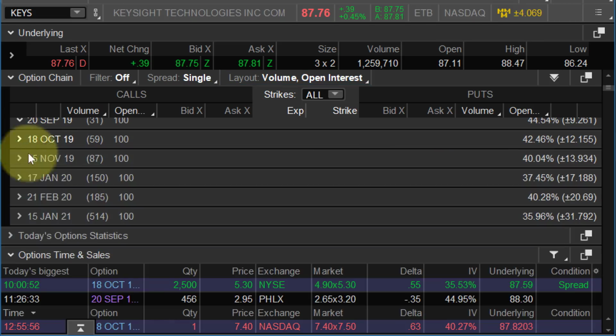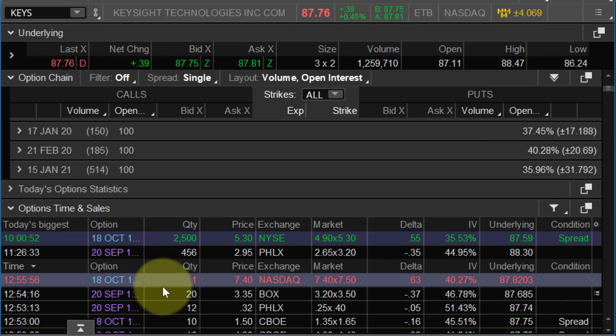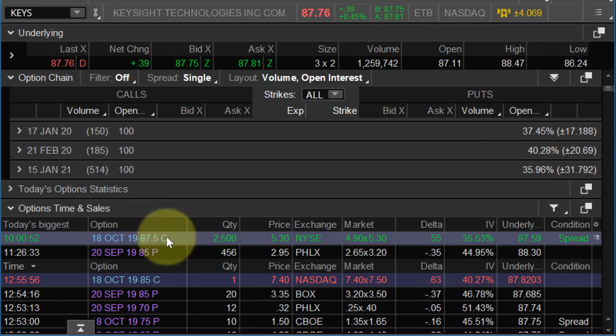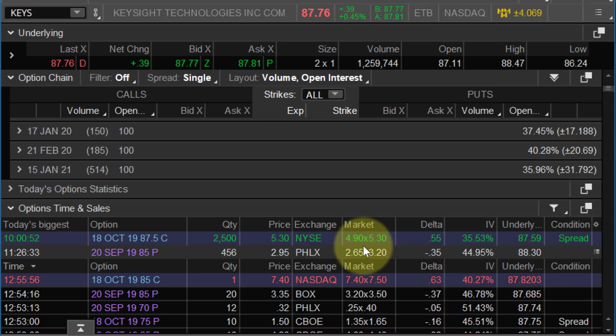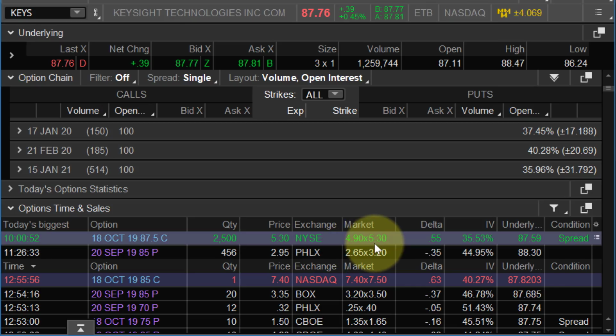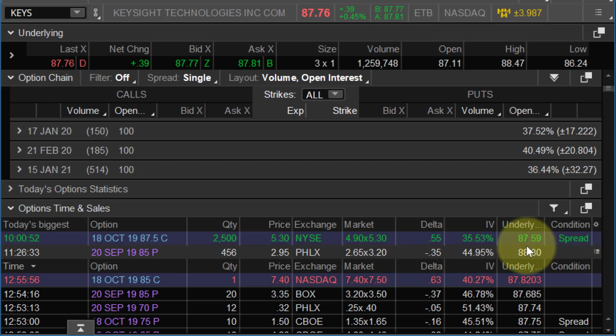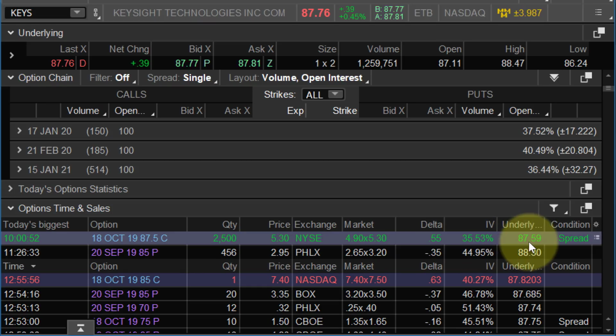In Thinkorswim, I'm going to take you down to time and sales. And let's look at the October 87.5 calls, 2,500. It was done at 5:30. Now right away you can see the market at the time of the transaction was 4.90 bid at 5:30. They did the trade on the offer. The delta was 55, the IV, the implied volatility, was 35, and the underlying was trading at 87.59.